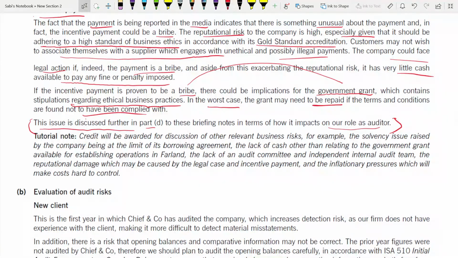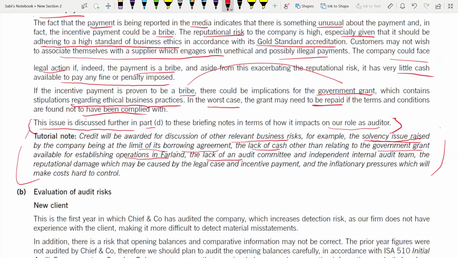Now let us read the tutorial note. This is not in your answer; you don't have to write this. Credit will be awarded for the discussion of other relevant business risks also, for example solvency. Solvency issue is raised by the company being at the limit of its borrowing agreement. That means the company is now at risk because it is at the limit of its borrowing agreement, so for this also you will get marks. Lack of cash other than in relation to the government grant is another risk, because you are going to establish operations in a foreign country, so you need cash.